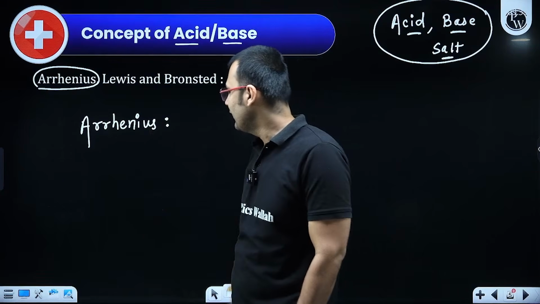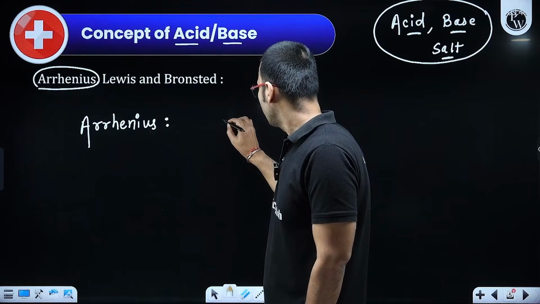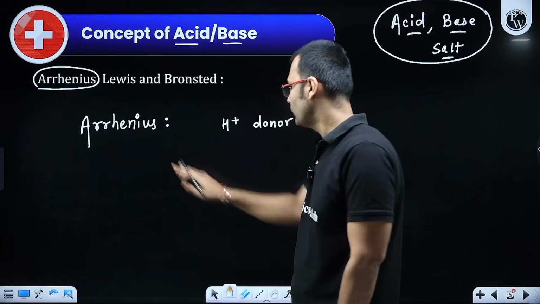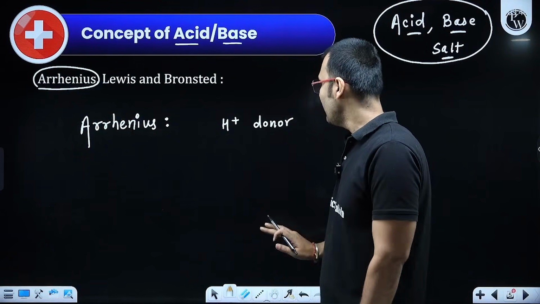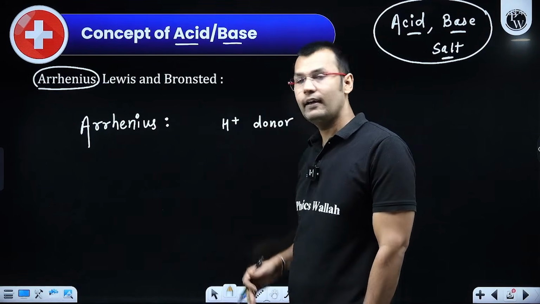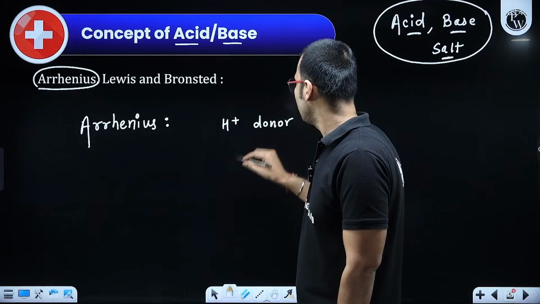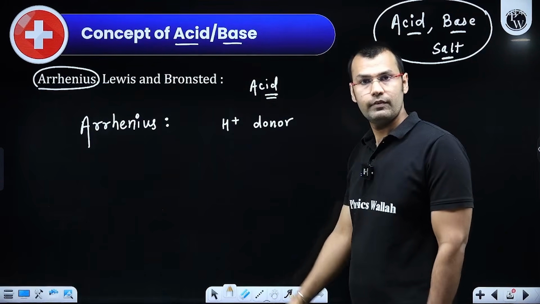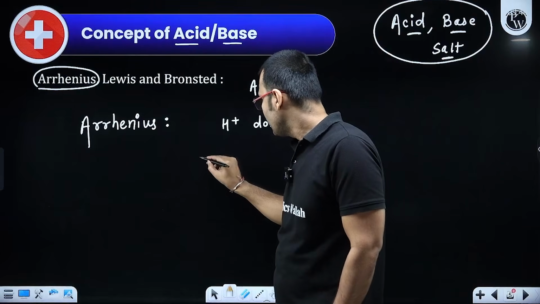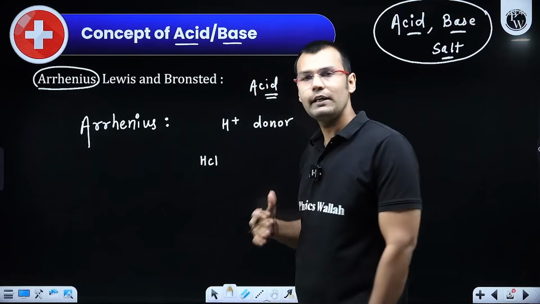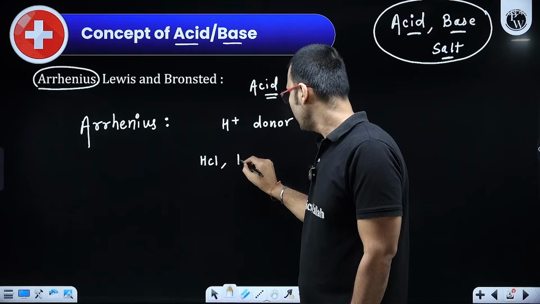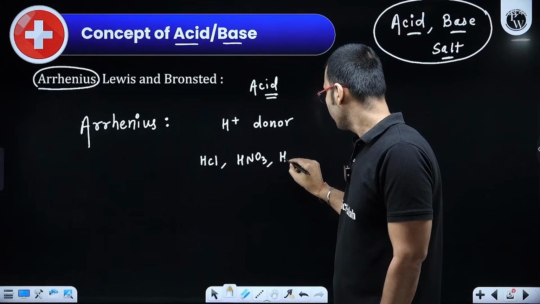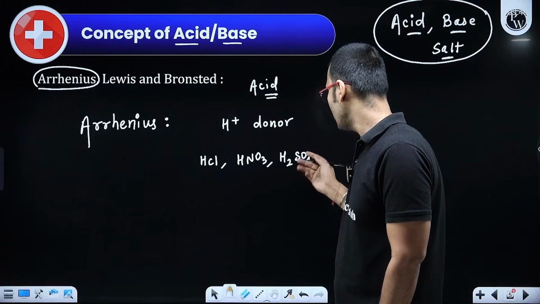Basically, what Arrhenius said is that any compound which can donate H plus ion in solution, any electrolyte which in water can donate H plus ion, we will term as acid. For example, you take HCl, you dissolve HCl in water, it will give you H plus ion. You take HNO3, it will give you H plus ion. You take H2SO4, it will give you H plus ion.